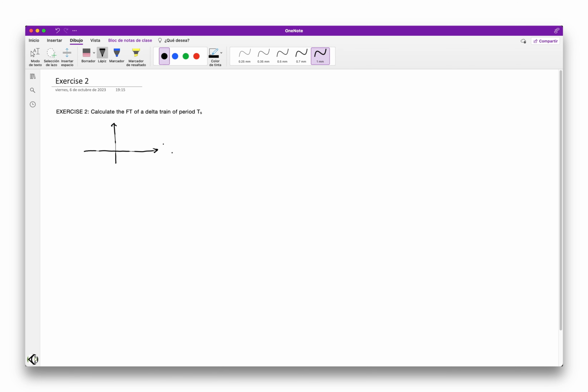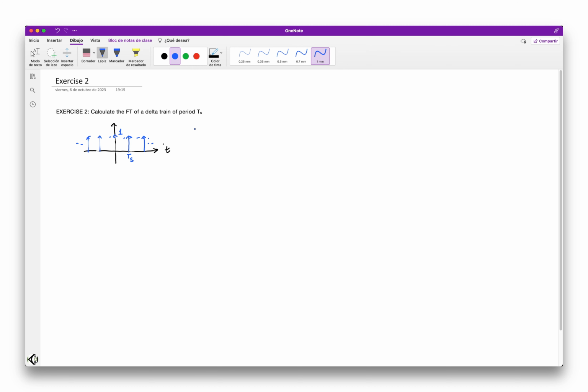It's a function of time where we have deltas all over the place in a periodical fashion. Here, to the right and also to the left, we have deltas all over the place, and they are separated in time, in this case by t sub s, and the area of each delta is 1. All the deltas are the same.